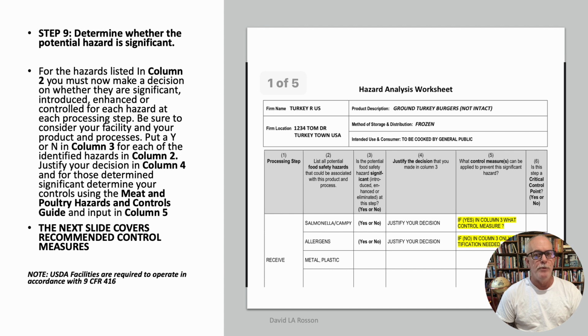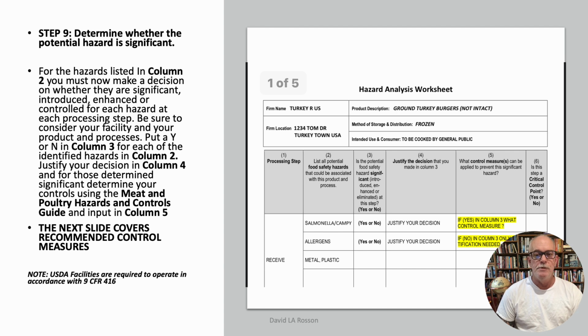Now, if you don't properly understand it, your justification probably won't be right. So again, understanding each hazard is so important before we take this journey in step number 9. So, make sure you understand the hazards, determine if the hazard is significant, say yes or no in column 3, justify your yes or no in column 4.